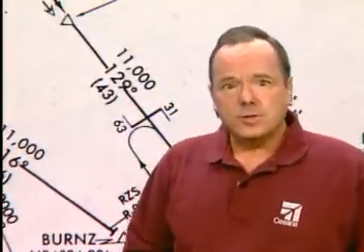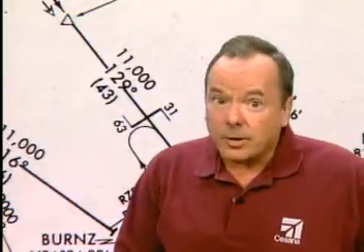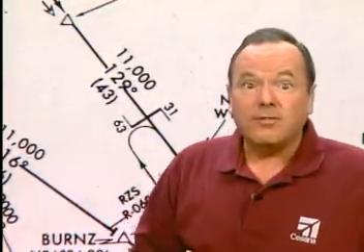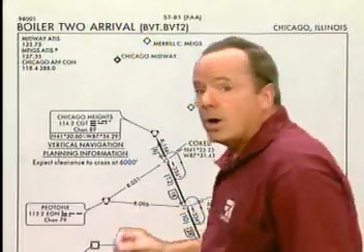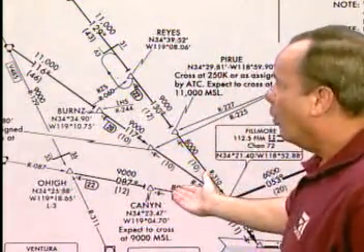Now, being cleared for a STAR in itself does not clear you for the altitudes printed on it. If ATC tells you, for instance, cleared for the Boiler 2 arrival, they mean that you are to fly the route as published, but they want you to maintain your last assigned altitude. In this case, ATC will specifically assign you a lower altitude further into the route. On the other hand, ATC may say instead, cleared Fernando 5 arrival, descend and maintain 1000. Again, ATC will assign you altitudes as you proceed.